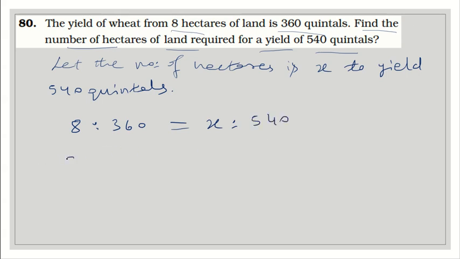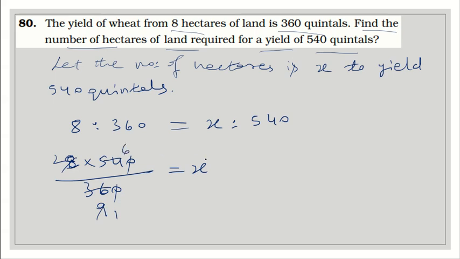So again product of means, so it is 8 into 540 by 360 gives you the value of x. So 0 cancels. It is 4 2s are 8, 4 9s are 36, 1 9 is 9, 1 6 is 6. Therefore it implies x equals 12 hectares. So this is how we find the number of hectares required.